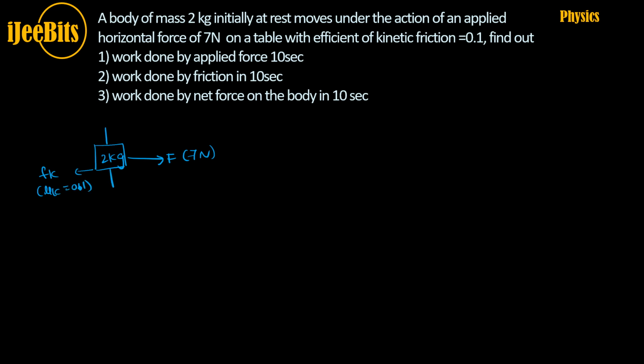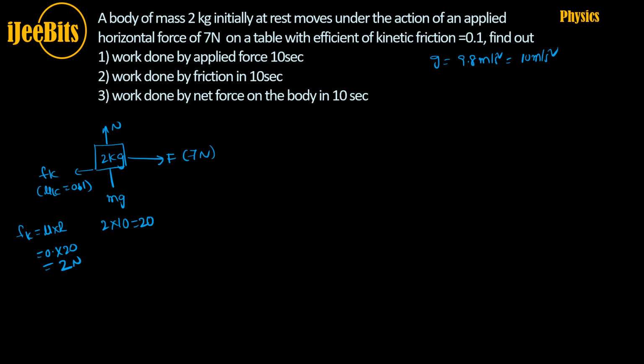So we know the normal force N equals mg. That is 2 kg into 10, so 20 newtons. Fk equals how much? Mu k into N, so 0.1 into 20 equals 2 newtons. Yes, you can think that way. G equals 9.8 meters per second square, which is approximately 10 meters per second square.